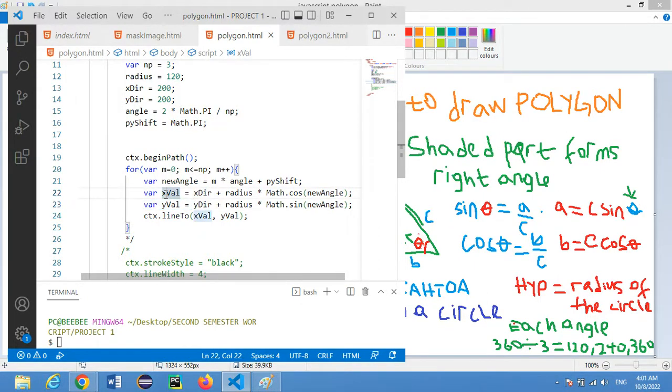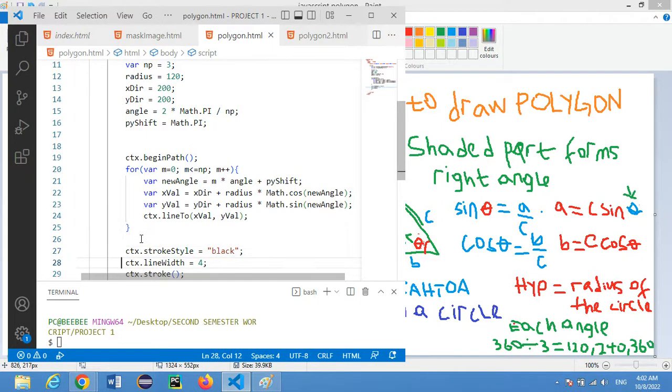Our cosine part represents the horizontal side of the right angle triangle. Then the sine part represents the vertical side of the right angle triangle. Then we'll pass all of our parameters here to make it very simple.